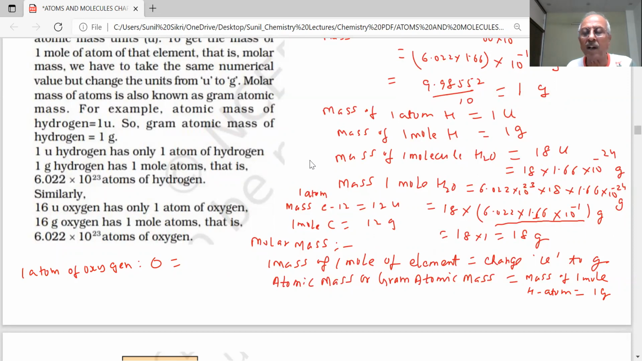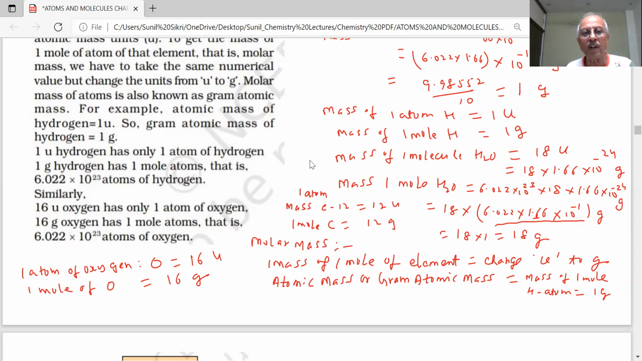What is the mass of 1 atom of oxygen? We have given you 16 U. And if I say 1 mole of oxygen, how much will be the mass? 16 gram. Is it clear? All we have to do is convert U into grams.